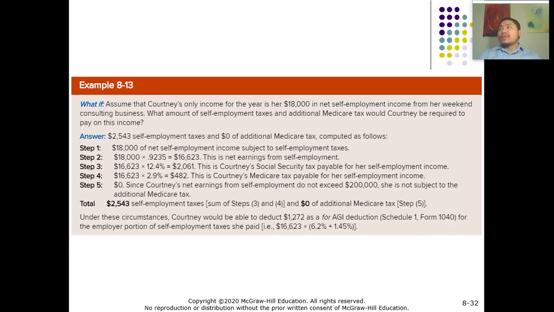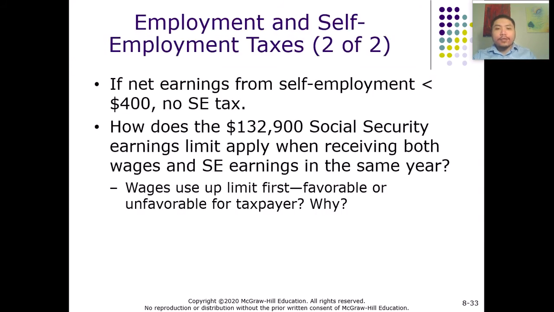Because now this person has to pay FICA taxes on her job as an employee, and she also has to pay the FICA taxes on the job where she is the owner of the business. So this part can get a little bit more tricky. For these cases, we have to follow a process. So first we have to calculate the FICA taxes for the employee first.